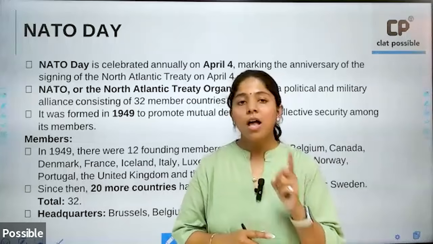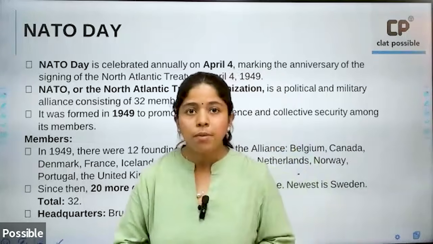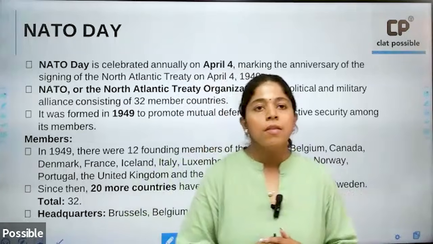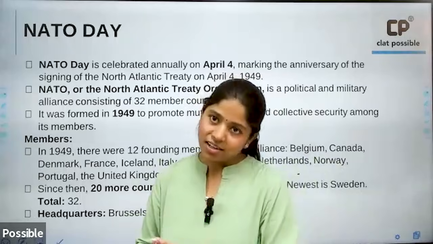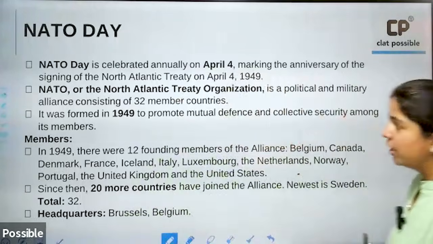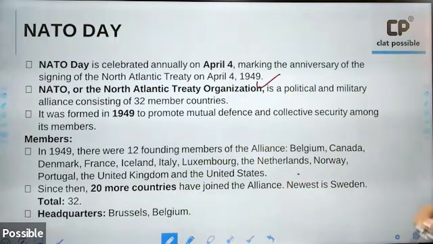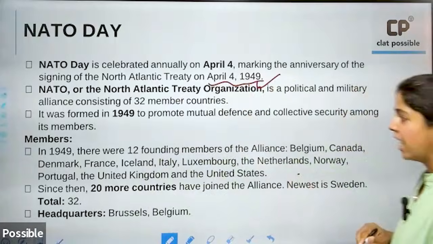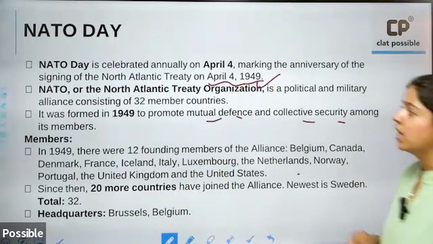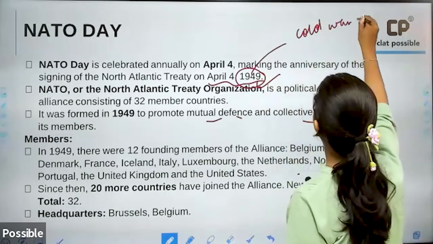So because of these reasons, Donald Trump is considering withdrawing from NATO. Keeping all of this in mind, NATO becomes an important topic this year. Also, as a current affair, on the 4th of April we celebrate NATO Day. NATO, the full form, stands for North Atlantic Treaty Organization. It was established on 4th April 1949 to promote mutual defense and collective security amongst its members. Do keep in mind that NATO came into existence during the Cold War period.